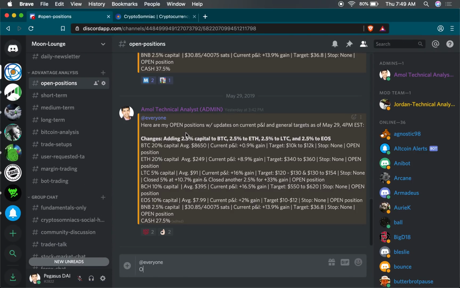I talk about everything that I'm doing very openly, where I'm adding more capital to which positions. You can see I'm pretty high up on each position. EOS 2% gain, BNB 14% gain, BCH 16.5% gain, LTC 16% gain, Ethereum probably a bit higher because I know Ethereum spiked up overnight, so this is probably 10 or 11% gain. BTC moved up a little bit too, so this is probably a 1 or 2% gain. So these are all my positions, guys.